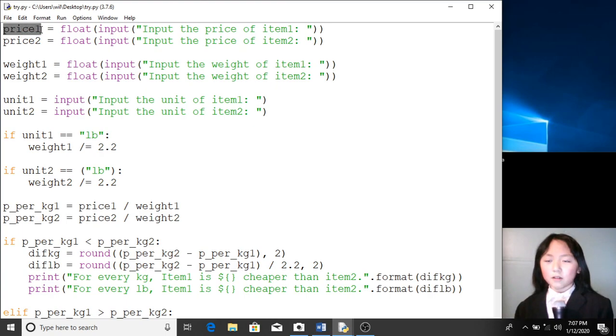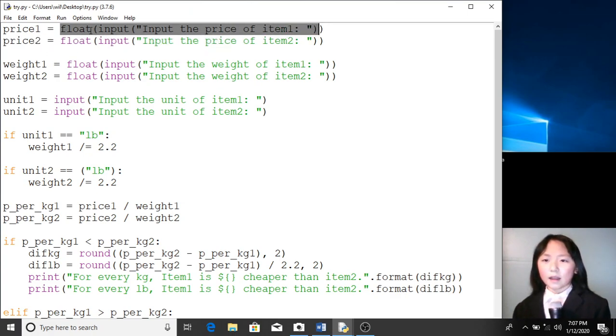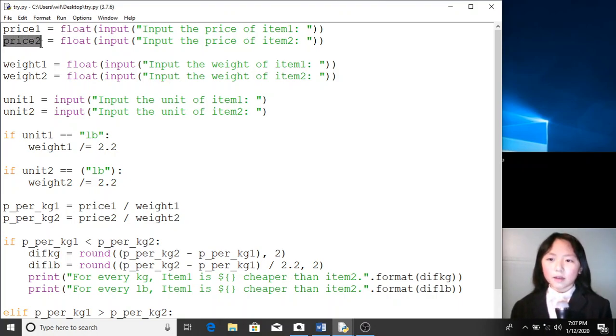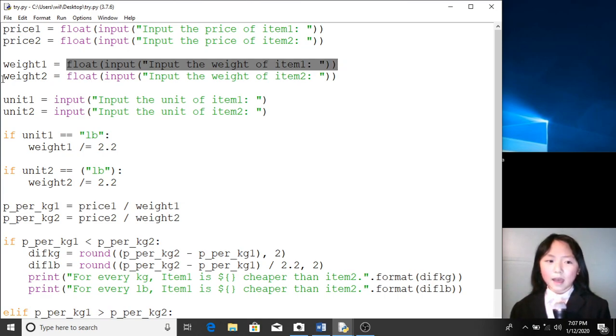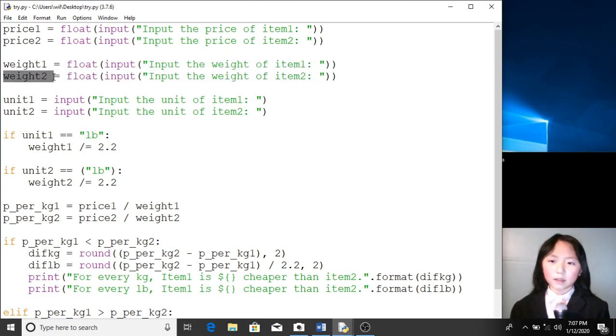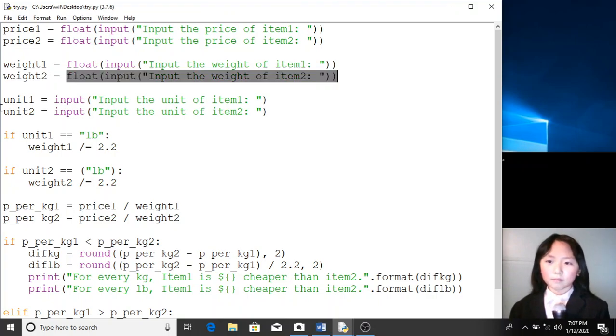First, we define this variable. I name it price1, and we let the user input the price of item 1, and I convert that string to a float. Here in price2, I do the same thing. We have the user input the price of item 2. Over here, I define weight1, which will contain the weight of item 1, and weight2 will contain the weight of item 2.